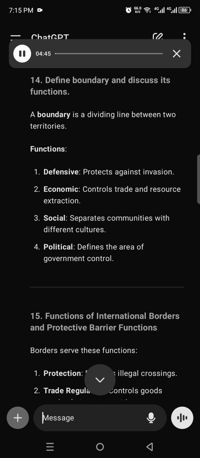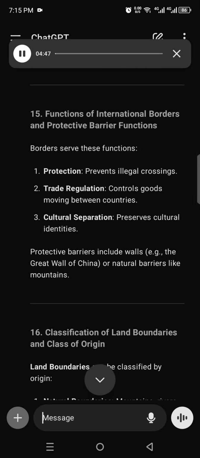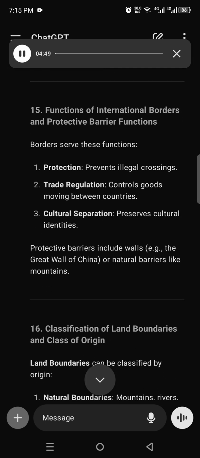15. Functions of international borders and protective barrier functions. Borders serve these functions: 1. Protection, prevents illegal crossings. 2. Trade regulation, controls goods moving between countries. 3. Cultural separation, preserves cultural identities. Protective barriers include walls, e.g. the Great Wall of China, or natural ones.